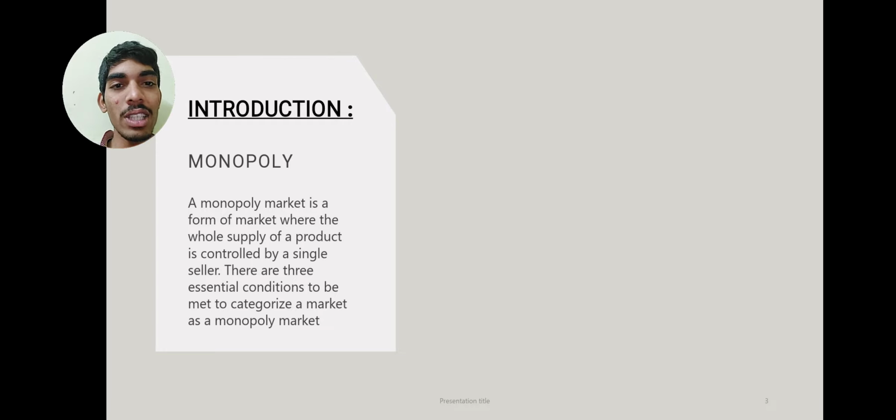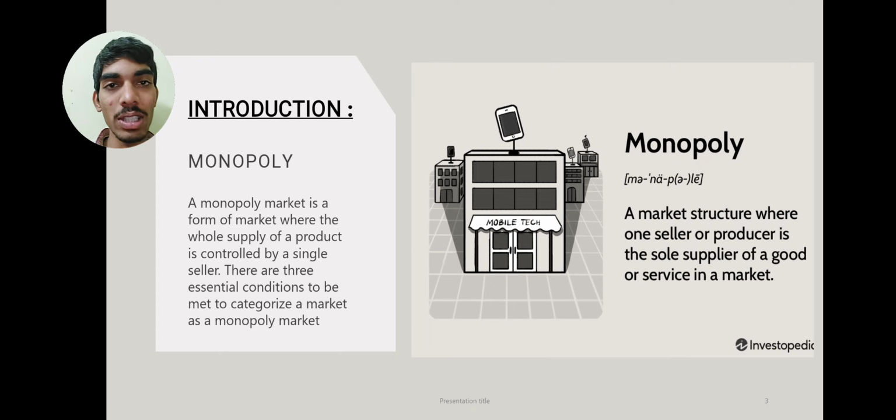And next, there are three essential conditions to categorize a market as a monopoly market. So in this figure we will discuss monopoly in a simple sentence. Monopoly is simply defined as a market structure where one seller or producer is the sole supplier of a good or service in a market. A special type of product is capable of being produced by only a single person, and if the product is manufactured by a single person, then that person is treated as a monopoly, because by this definition sole supply means a single supplier of the service.